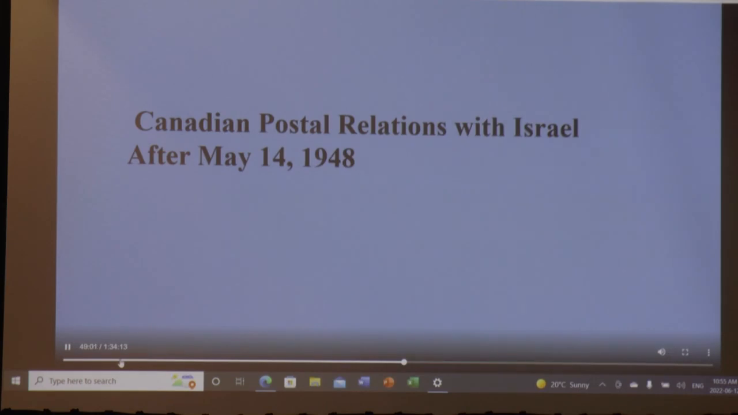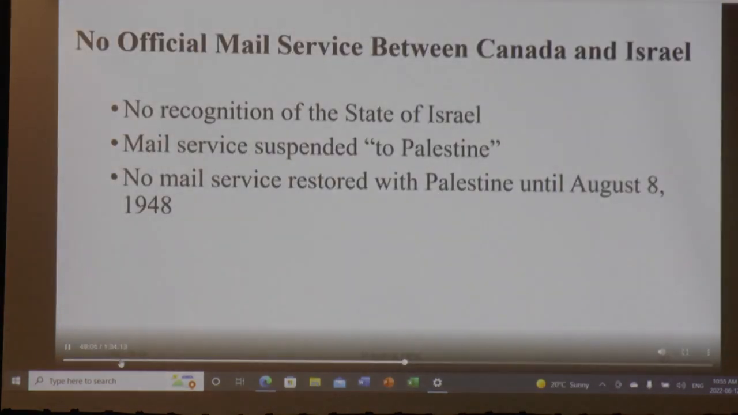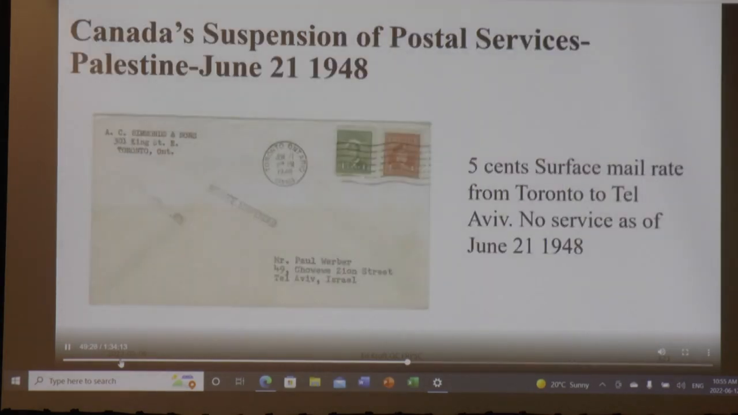And this leads me to the story of Canada's postal relations with Israel after May 14, 1948. Remember, Canada didn't recognize the state of Israel. Prime Minister King wasn't going to go against the wishes of the United Kingdom. Mail service to Palestine had been suspended. We saw that in the circulars that were issued by Canada. No mail service was actually restored between Canada and Palestine until early August of 1948.